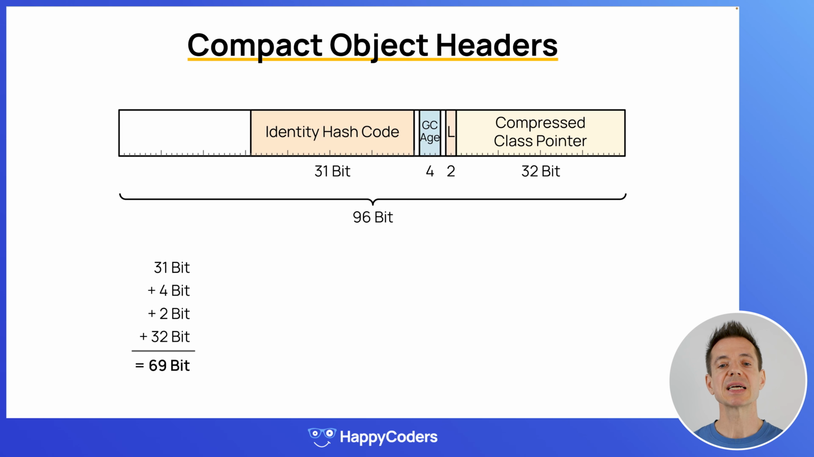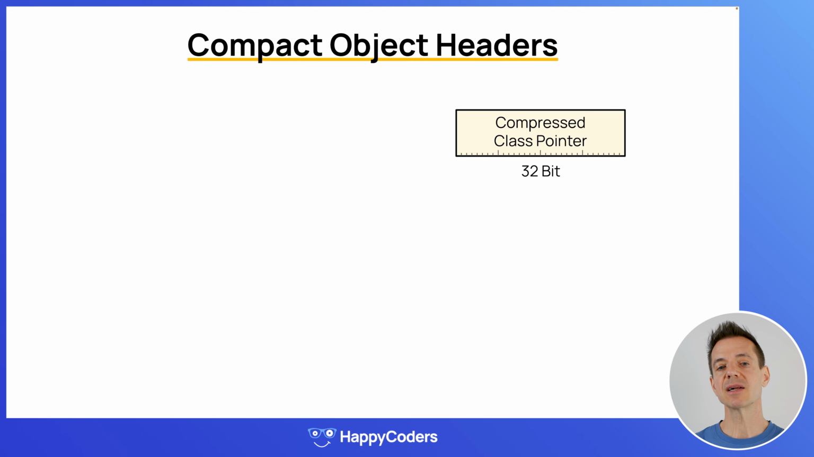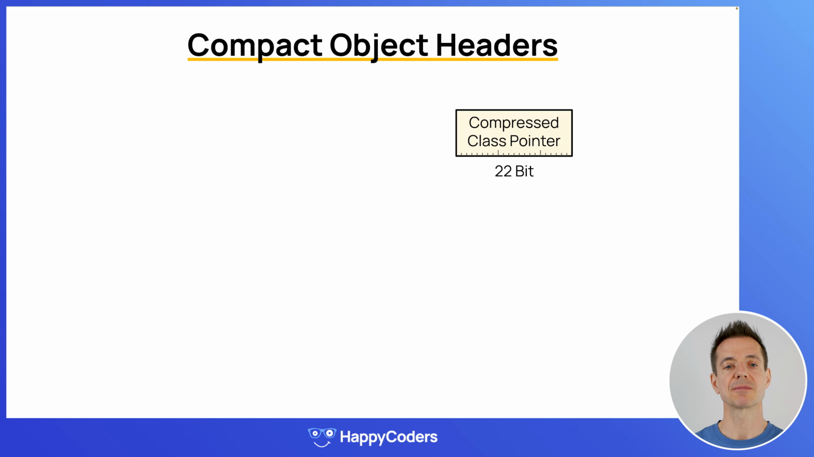The Lilliput team experimented for a long time with various options, all of which had more or less negative impacts on performance. But in the end, they found a solution that comes with no performance trade-offs whatsoever, and that is a radical reduction of the class pointer from previously 32 bits down to just 22 bits. How does that work?